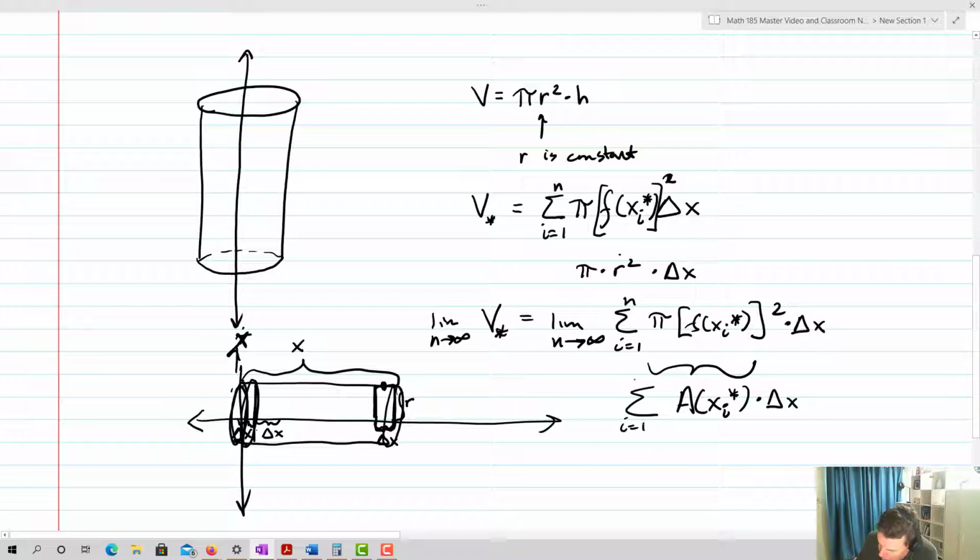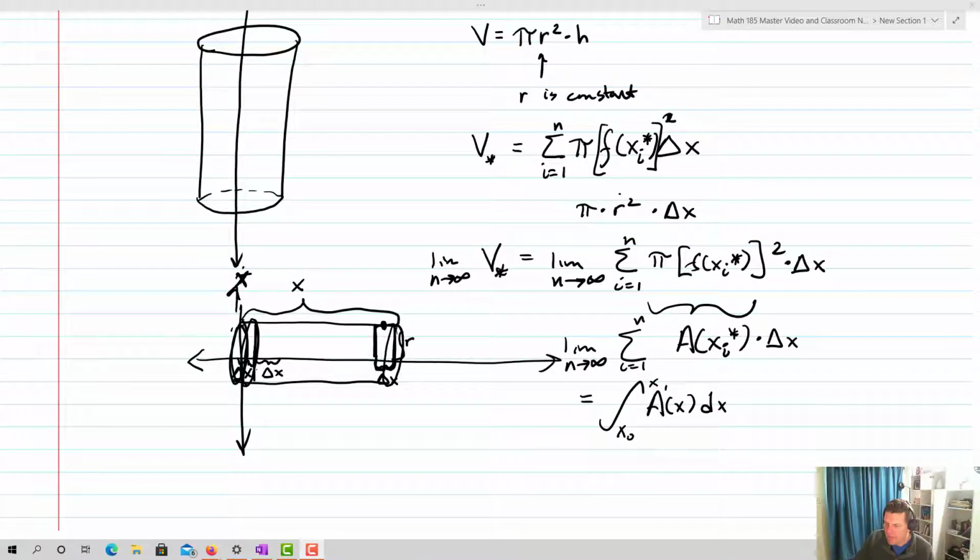Well, what you're going to notice is that this, and by the way, this is still the limit as n goes to infinity, is going to end up being my integral. So it's going to be the integral of A of x dx. And this will go from some x naught to x1 if we're revolving around the x-axis. So this ends up being my volume. My volume is basically the area of any cross-section integrated across some kind of interval.